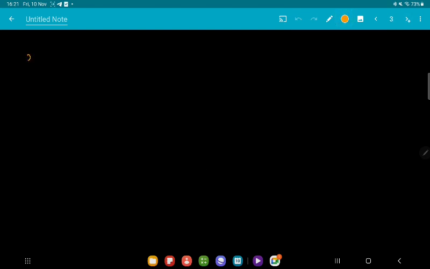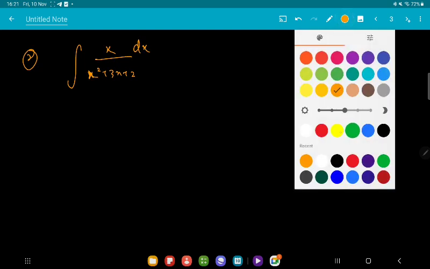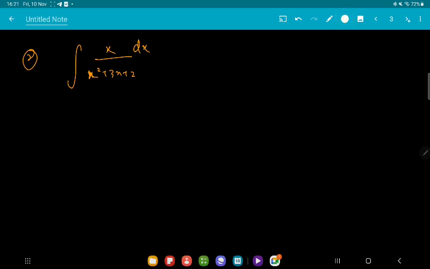Okay, next question. If I write it down, integral of x plus 1 over x square plus 3x plus 2 dx it is. How would you like to solve this one? Again, we have to create the numerator part now. So I will create it in terms of the differentiation of the denominator. The differentiation of the denominator should be present in the numerator part. So once I solve it up, what will I get?